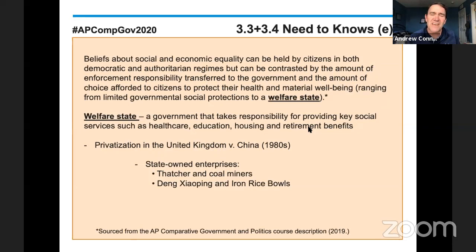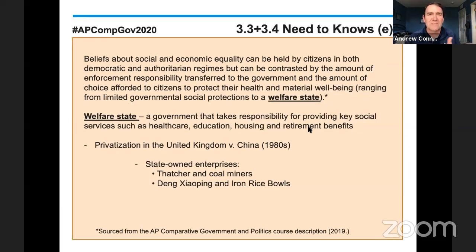And when you look at China, what's interesting is that both the United Kingdom and China had a lot of state-owned enterprises in the 1960s and 1970s. And in the 1980s, both of the countries tried to move towards more of a privatization. So these state-owned enterprises where the government controlled the industry, much more likely to provide retirement benefits, housing benefits.